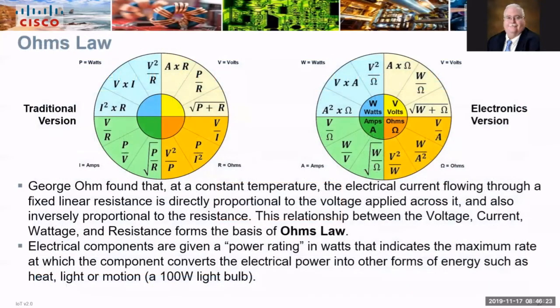The relationship between the voltage, current, wattage, and resistance forms the basis of Ohm's law. As with the current flow, the formulas can be taught with traditional or electronic versions. I would recommend using the electronic version of the chart. There are 12 variations of Ohm's law. As long as you know two values, you can calculate the other two.